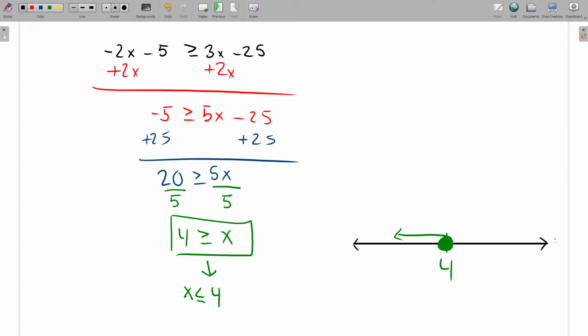So in the next episode, we're going to talk about compound inequalities, which is where we have two inequalities together.